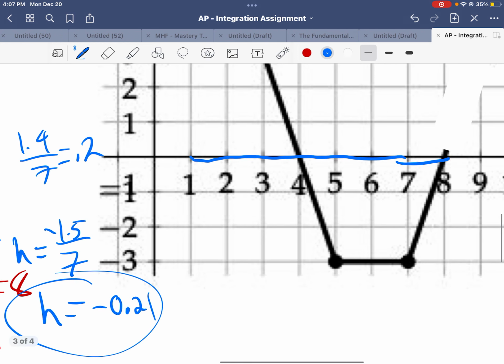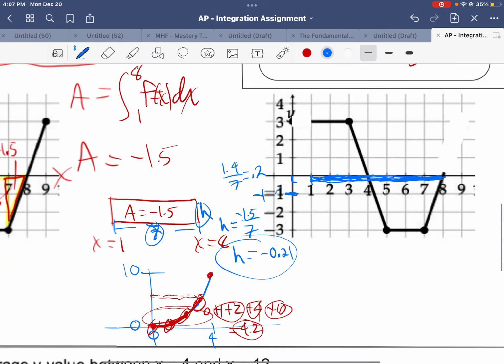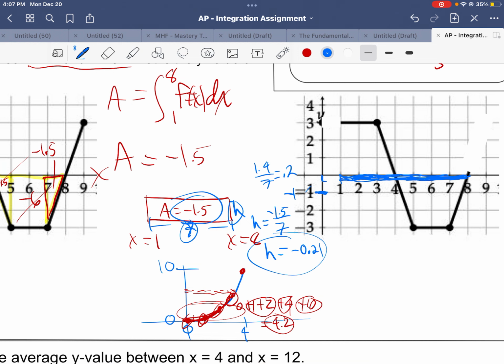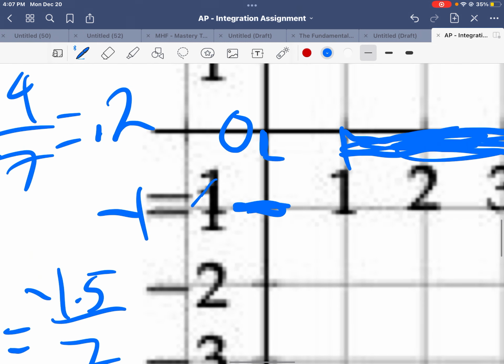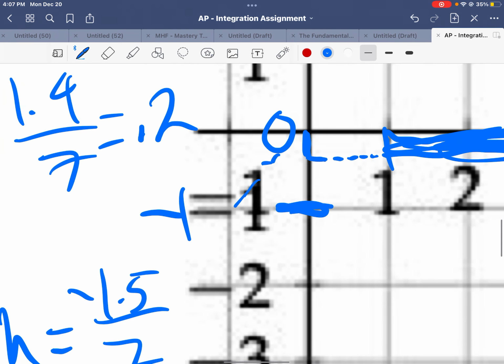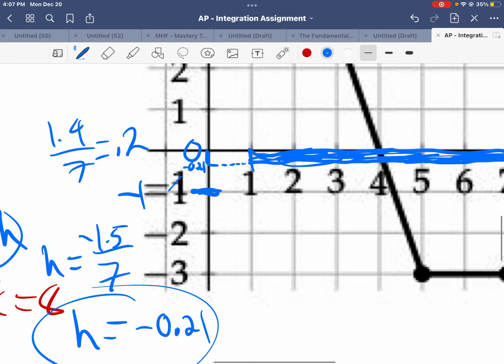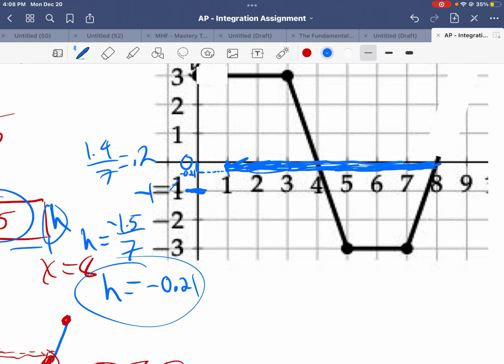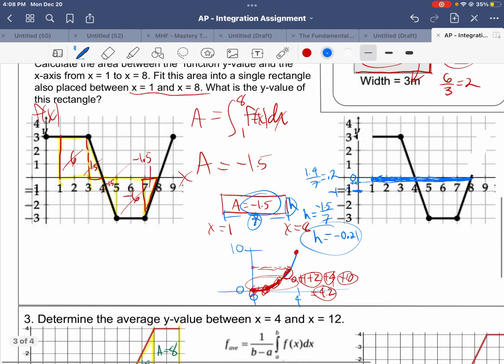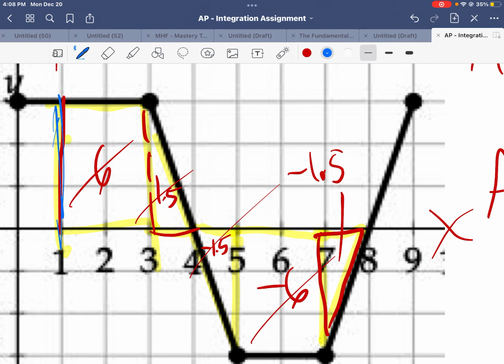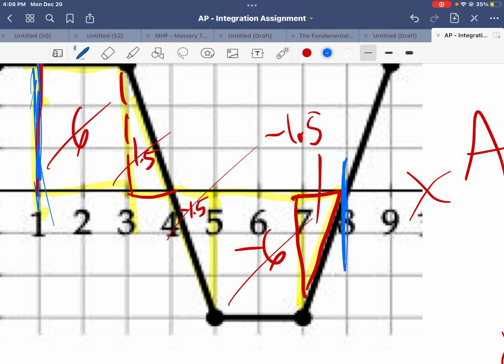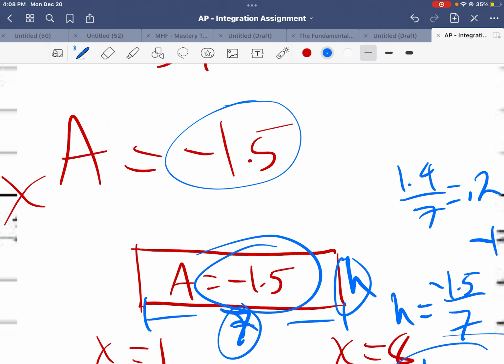Well, what that means is this box, that's negative 1 there. So negative 0.21 is right about there. So this area here holds negative 1.5 area, right? That's 0 there, and that's negative 0.21. So if we think about that, that's the average height, or average y value, of this area. If I add up all the area here from x equals 1 to x equals 8, it's negative 1.5. That's the overall, the net area.